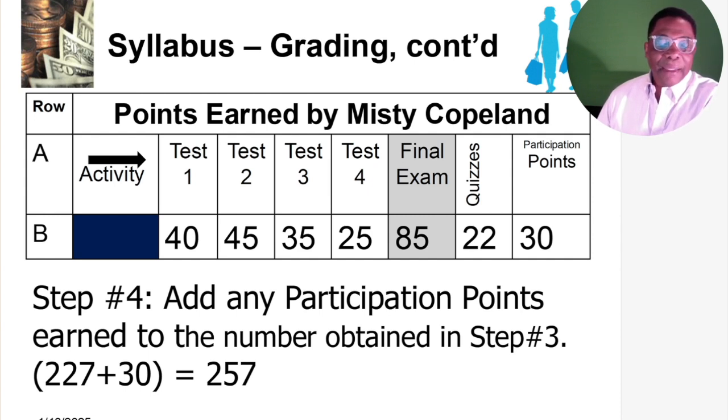So we take that 30 points she earned there, add that to the points she's already accumulated, 227 plus 30 equals 257 points. So Misty has earned a total of 257 points for the course. Now we need to go to the grading rubric to figure out what that translates to as a letter grade.